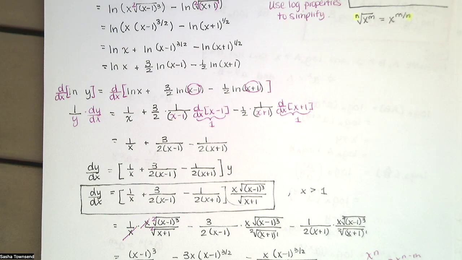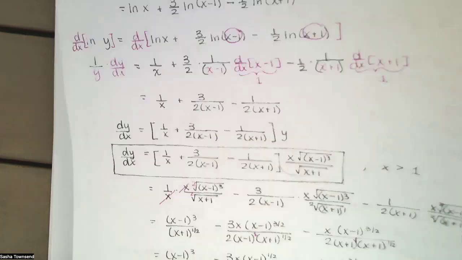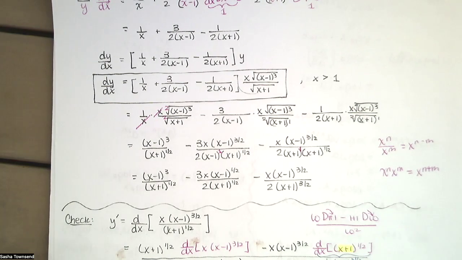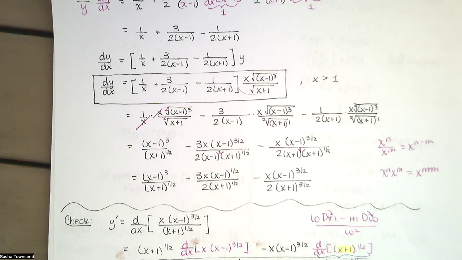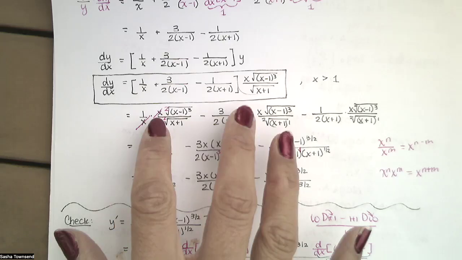If you distribute, you get the same answer as you would have obtained using the quotient rule with the product rule and the chain rule. I mean, you have to do so much down here. But you get the same answer either way. So I think you might as well use logarithmic differentiation. I think it's a really beautiful, elegant technique. I hope you like it.